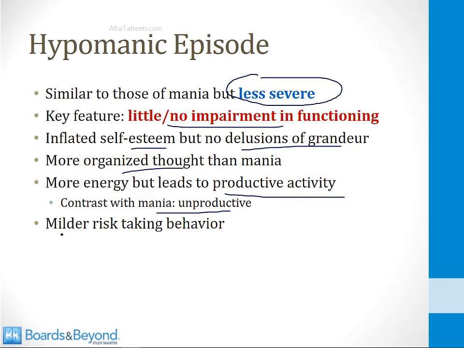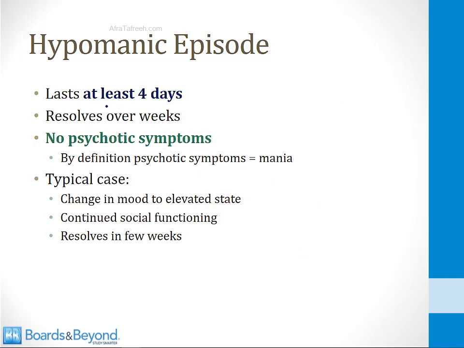And then finally, there's milder risk-taking behavior. So this is a milder version of mania. Patients don't do as much disinhibited and irresponsible things. Hypomanic episodes last at least 4 days and they resolve over a few weeks, and they can never have psychotic symptoms. So we'll talk later about how severe versions of depression and mania can lead to psychotic symptoms. If you have psychotic symptoms, by definition, you have a manic episode, not a hypomanic episode.